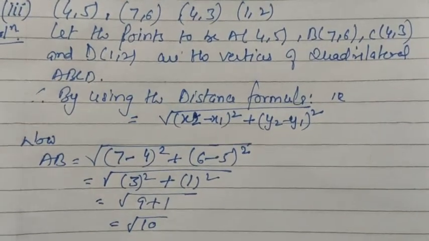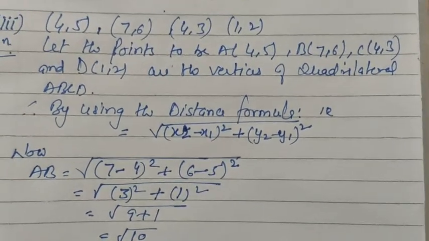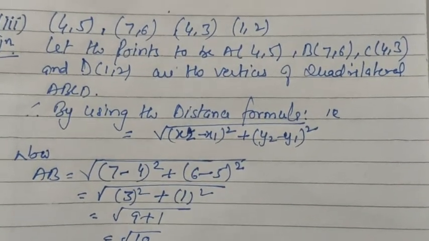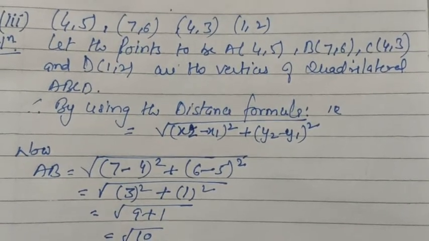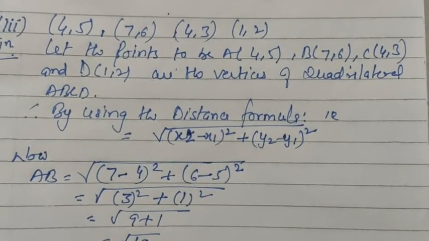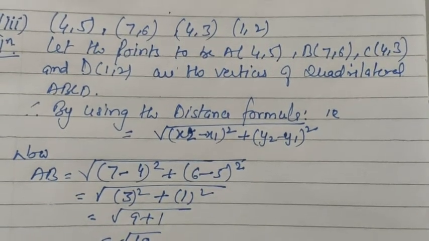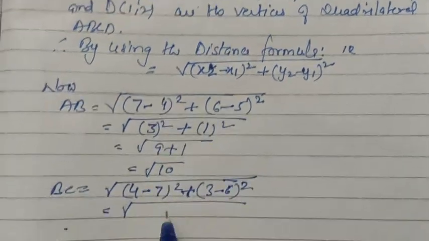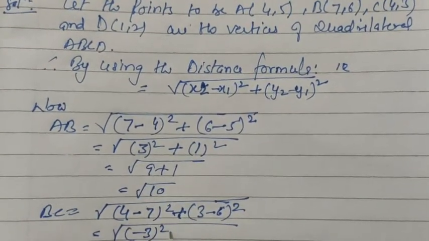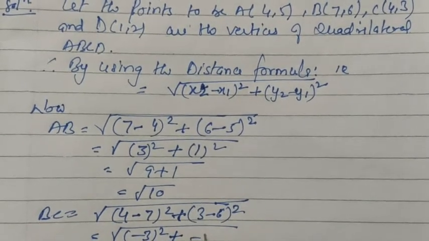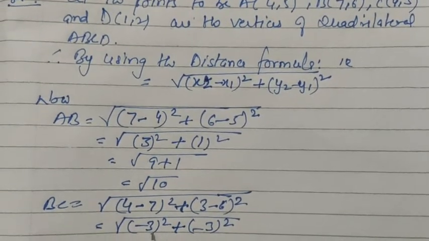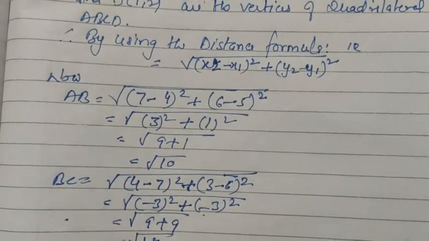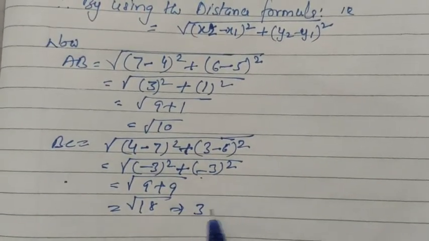So now the next side, that is BC. So we can say x3 minus x2, and we have x3 as 4. So 4 minus 7 squared plus y3, that is 3, minus y2, that is 6. So 3 minus 6 squared. So 4 minus 7 becomes minus 3. So minus 3 squared plus 3 minus 6 becomes minus 3 squared. Minus 3 squared becomes 9 and minus 3 squared becomes 9. So 9 plus 9 becomes under root 18, and under root 18 can be written as 3 under root 2.